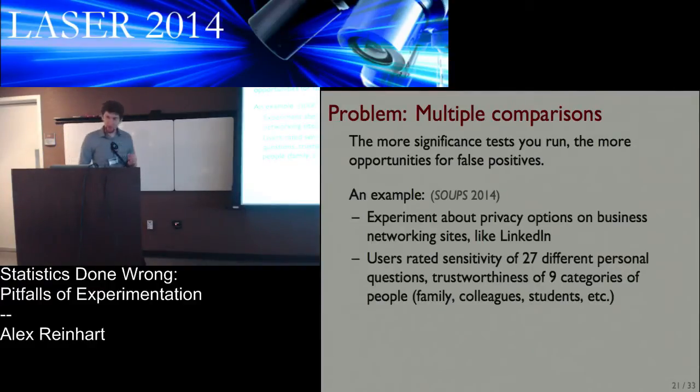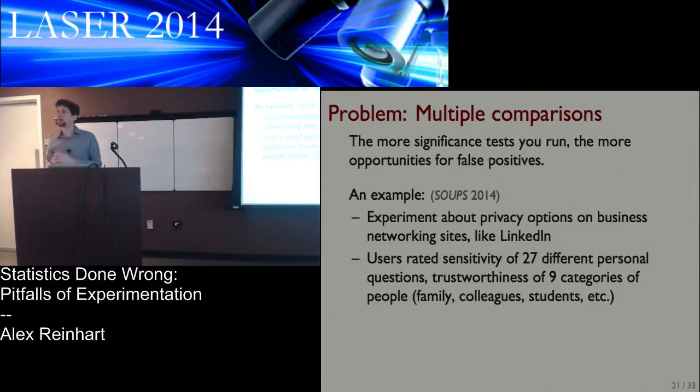So, as an example, I'm going to unfairly pick on a paper earlier this year about business networking websites and how people share data on these websites. This is a small part of a larger study. They were interested in how they could phrase the questions, and how that would influence how people responded. But one small part of it was, they wanted to see how sensitive users thought these questions were. So they had 27 questions about your age and your education and where you live, all that sort of stuff. And they gave you a scale of 1 to 7, how sensitive is this question? So they went through all 27.